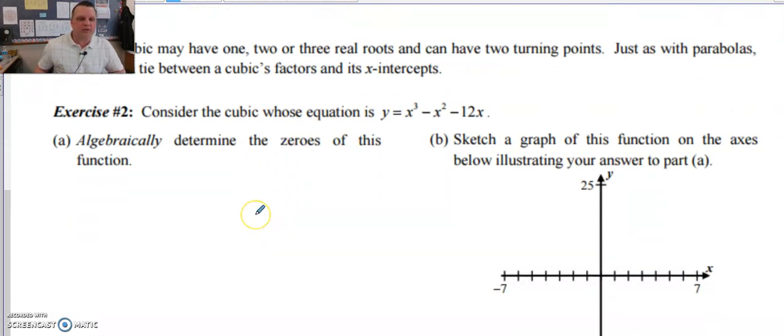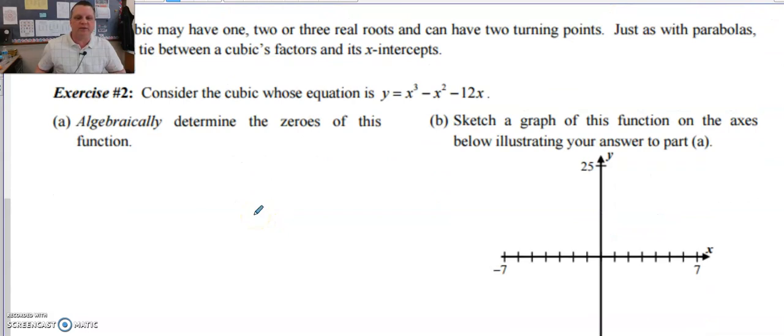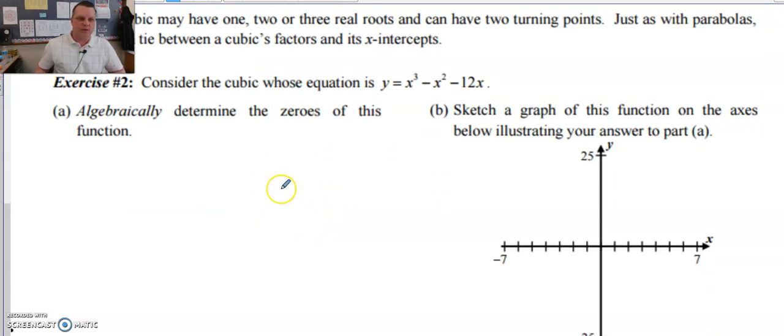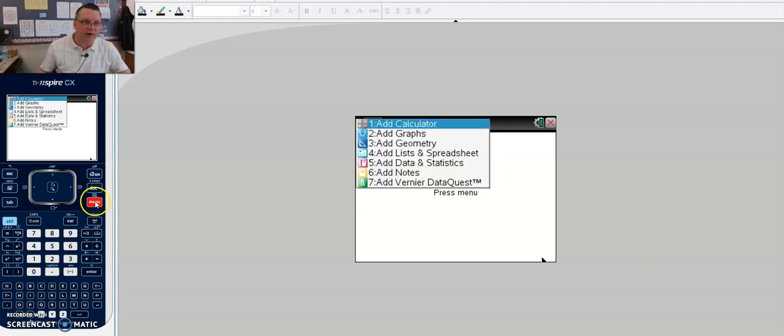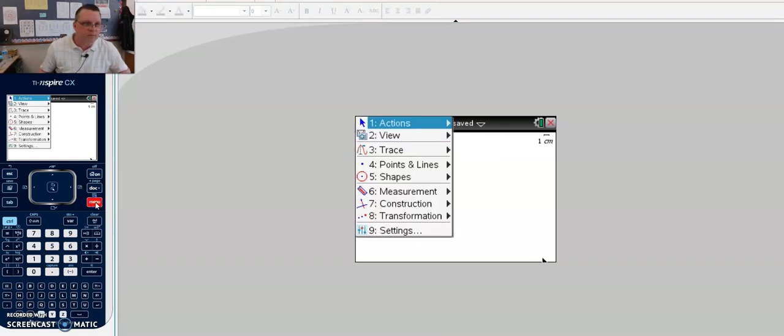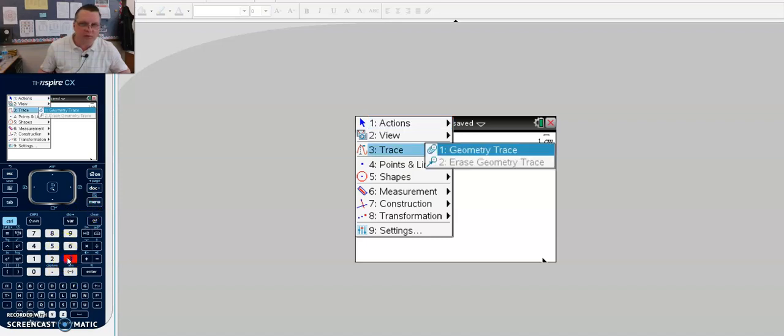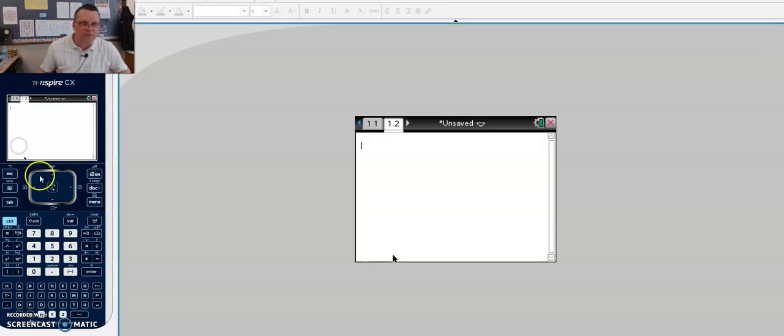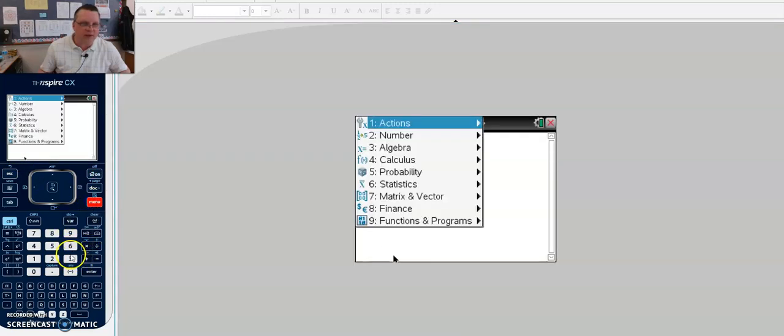Exercise 2, determine the zeros of the function. Now, you can use your calculator to help you. So if you pull up the calculator, remember, menu 3, what the heck happened? Menu. Oh, something's going on here. Hold on. Let me see what's going on here. All right, maybe I was on the wrong page. Menu.